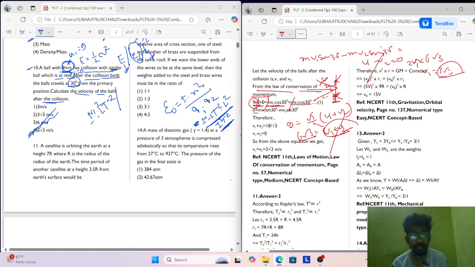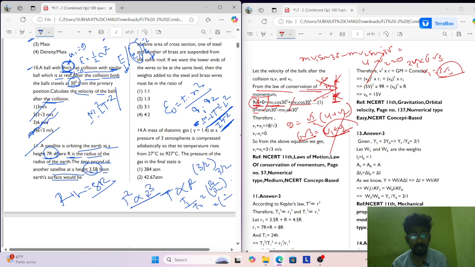A satellite orbiting the Earth at a height of 7r, where r is the radius of the Earth, so therefore r plus h equals 8r. The time period of another satellite is 3.5 hours from the Earth's surface. So T square is proportional to R cube, we know this formula. So T is proportional to R to the power 3 by 2, right? So T1 by T2 will be equal to R1 by R2 to the power 3 by 2. R1 is 8R, and this is 4.5R.